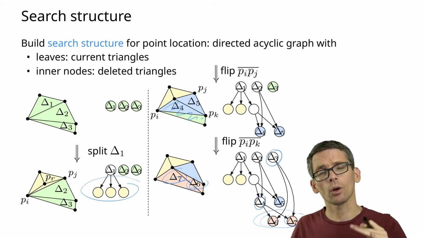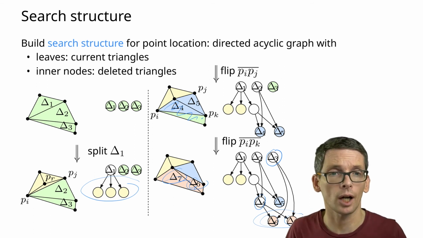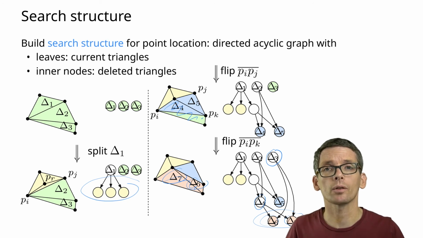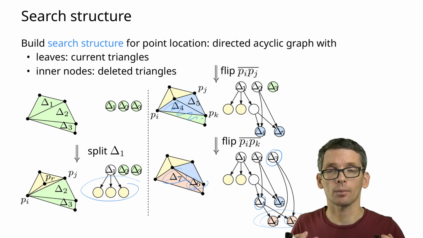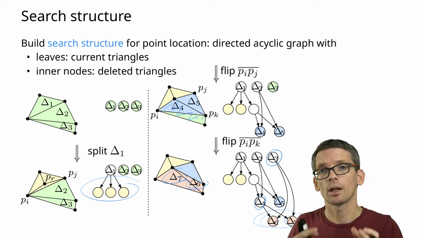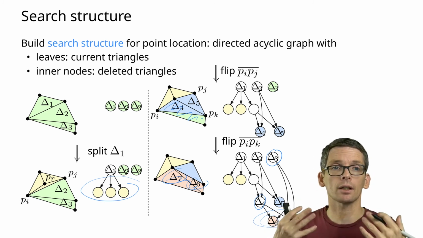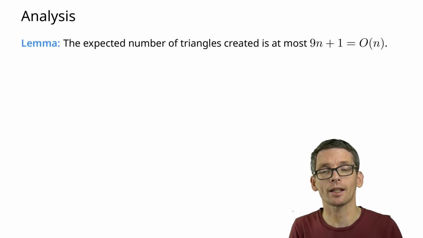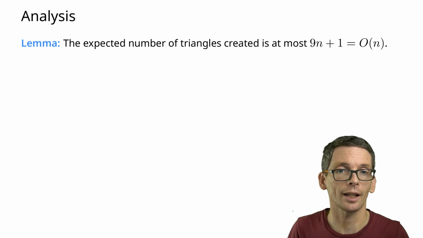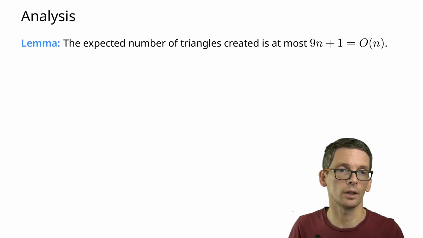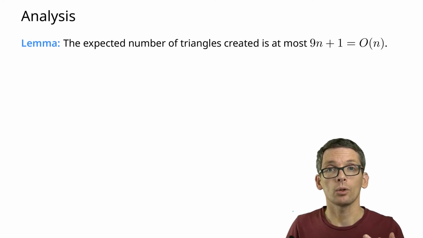Now we want to show something about the complexity of our algorithm. Specifically, we want to show that the triangles that we create during the process, that we only have a linear number of those triangles. In particular, this means that the search structure will have linear size. So what I want to show is that the expected number of triangles created in the whole process is at most 9n plus 1, so it's linear. For this, we use backwards analysis.